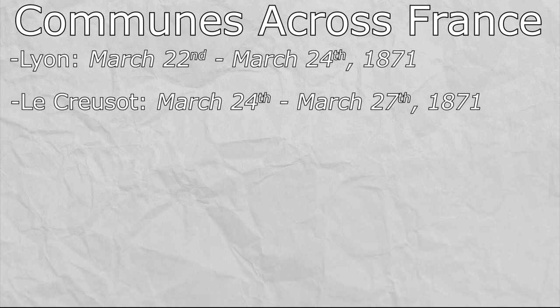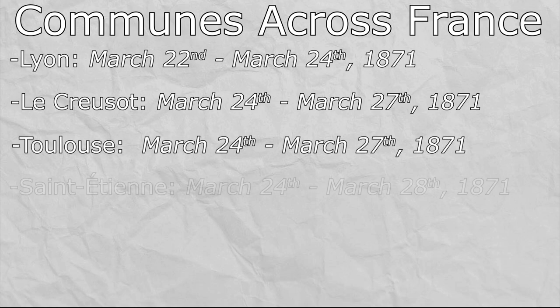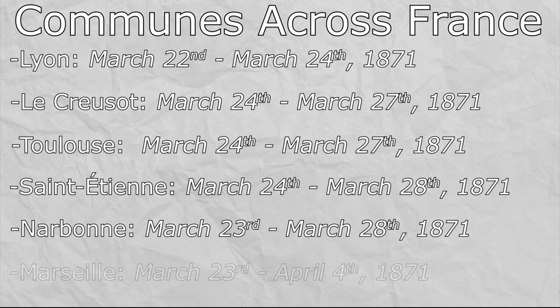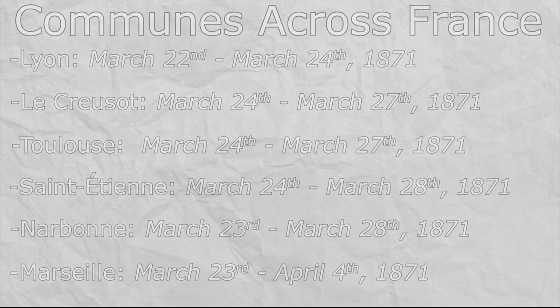Lyon lasted 2 days, Le Creusot 3 days, Toulouse 3 days, Saint-Étienne 4 days, Narbonne 5 days, and Marseille, which was the most significant follower of Paris, holding out for 2 weeks with several thousand combatants and around 200 killed in the fighting when the French retook it. The effects of the Paris Commune were even farther reaching than just its immediate vicinity around its birth, and garnered both praise and criticism, often receiving both from the same people.